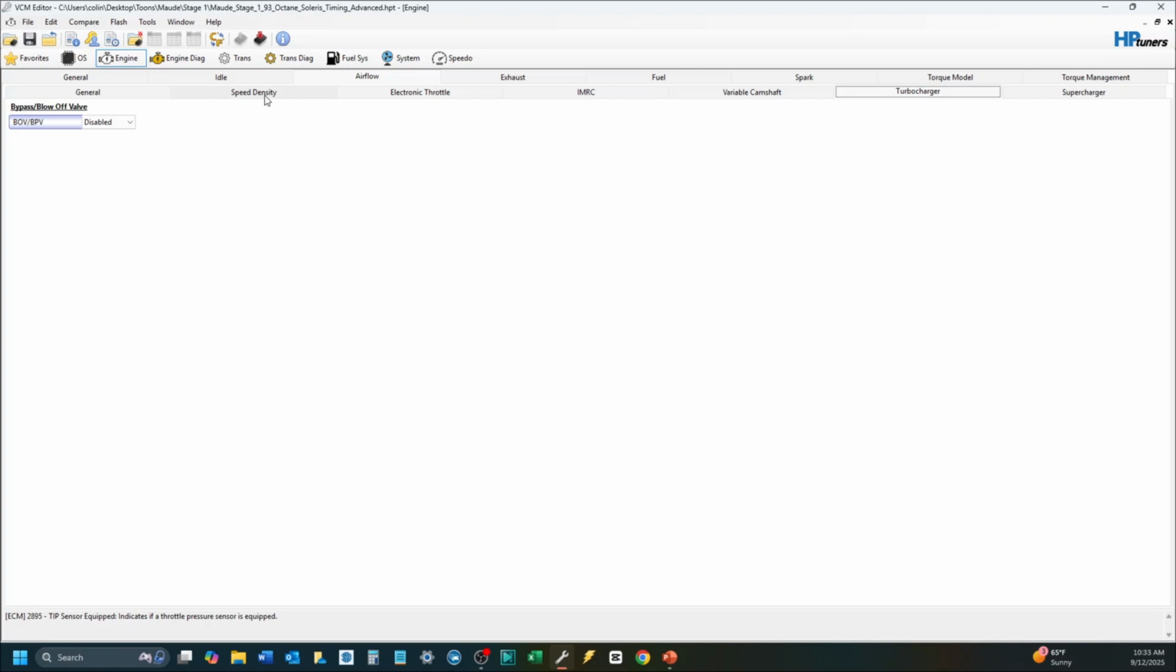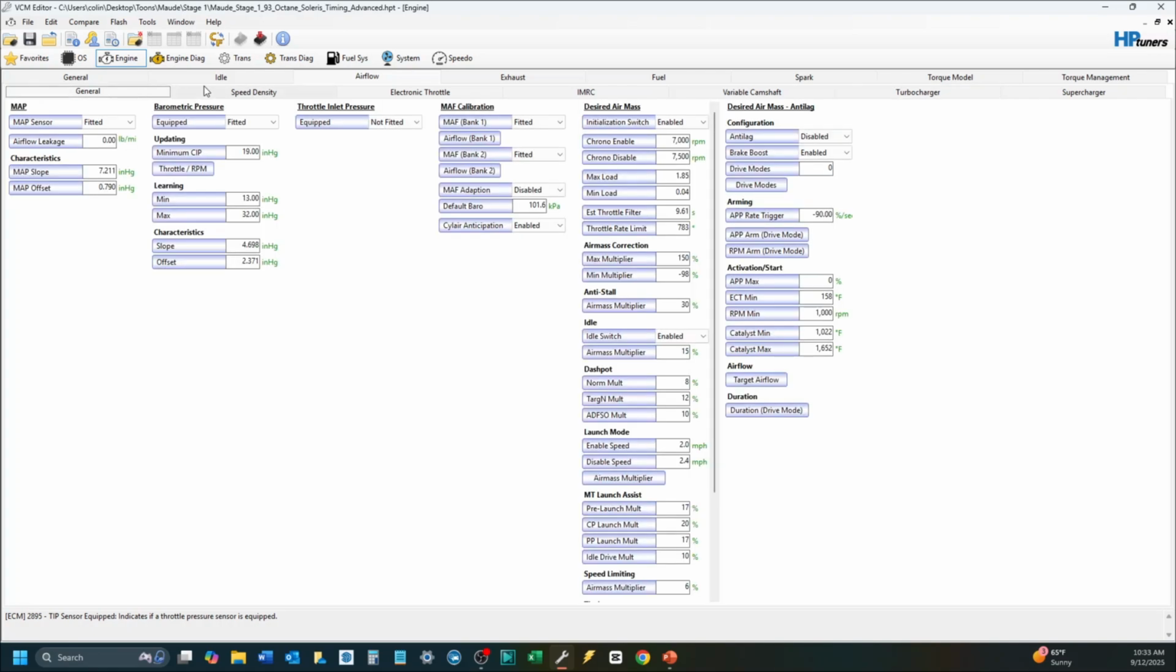If you do mod stuff, if we come to general, we see a section here called MAF calibration. And in here we see that the S650 with its dual throttle bodies and intakes has 2 mass airflow sensors. Both of them are currently fitted, meaning they are present and working, and each of them has an airflow bank, bank 1 and bank 2.